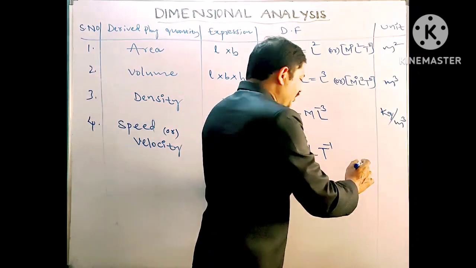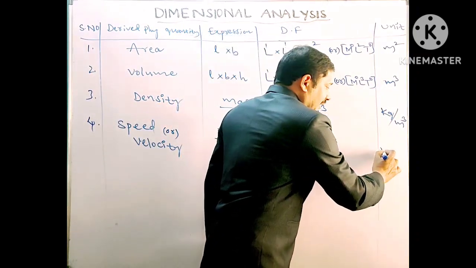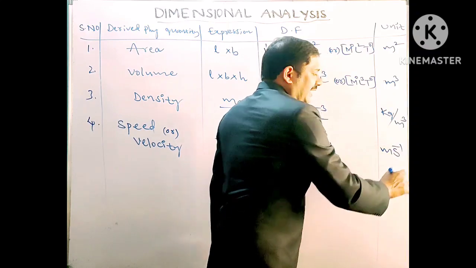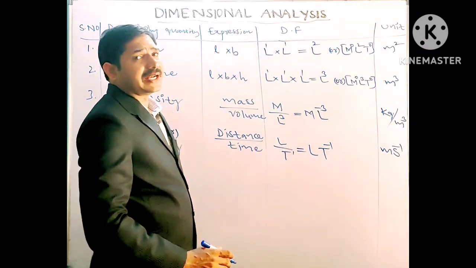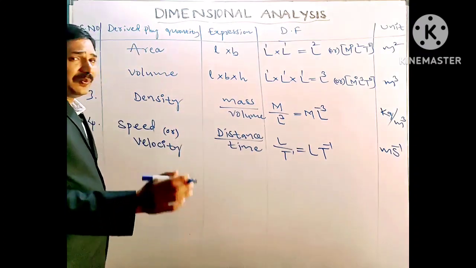Unit. Length unit is what? Meter. Time unit is what? Second. So that's why meter per second. Meter per second is the unit of velocity or speed.